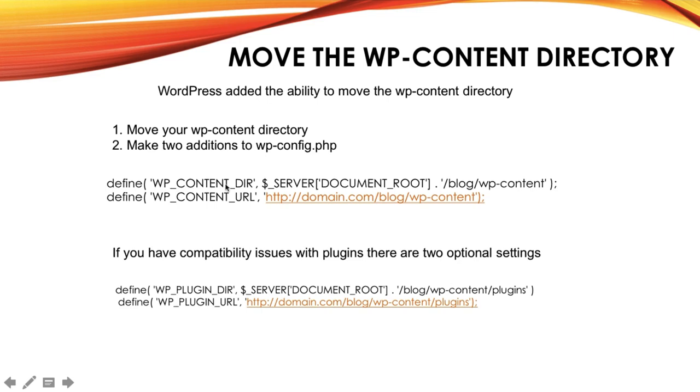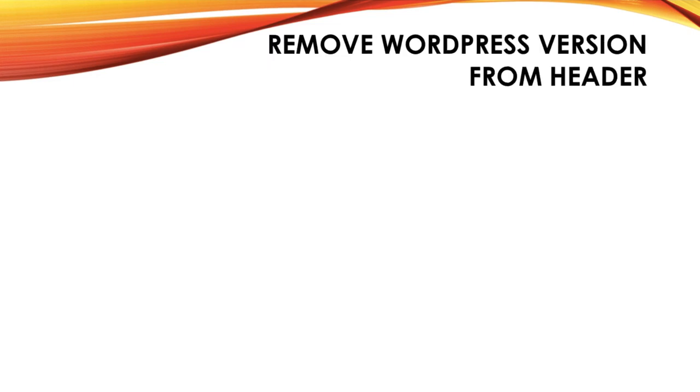So these 4, WP_CONTENT_DIR, WP_CONTENT_URL, WP_PLUGIN_DIR and WP_PLUGIN_URL, are pre-defined constants inside WordPress. So you should use them in your wp-config.php file for more security of your WordPress. If hackers can't find your WP content folder, they cannot hack it. That's the point of this.